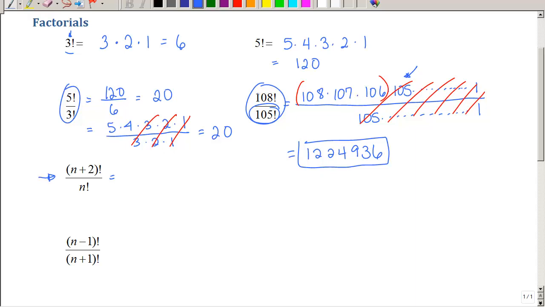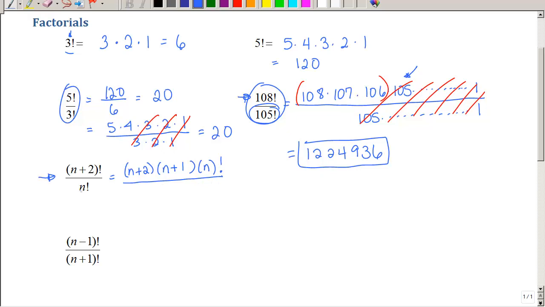So I'm going to start out with the biggest one, just like the 108. So n plus 2 would be multiplied by the next lower one. Subtract 1. That would be n plus 1. Multiplied by the next lower one, which would be n. Multiplied by the next lower one, which would be n minus 1, then n minus 2, n minus 3, keep going forever, or in other words, n factorial.